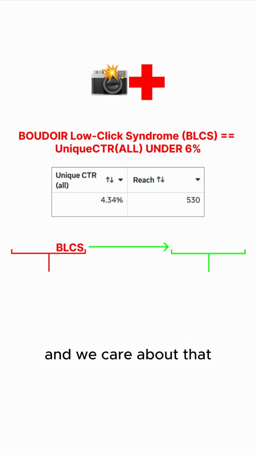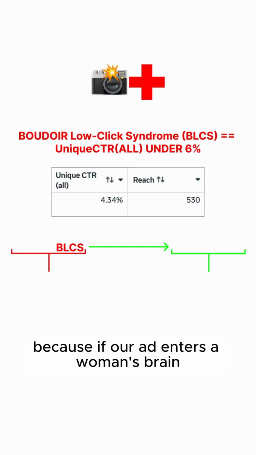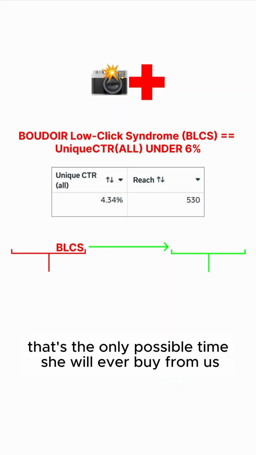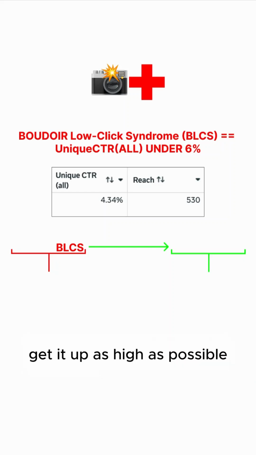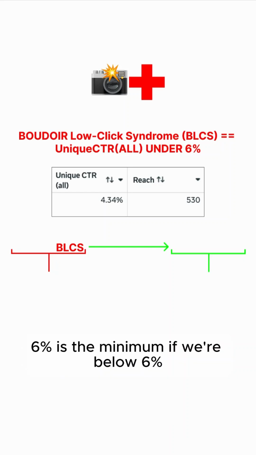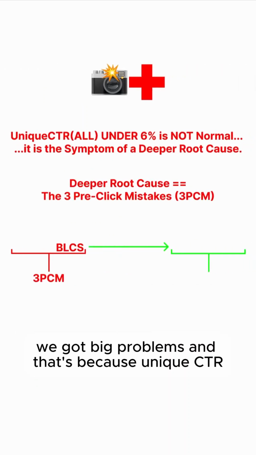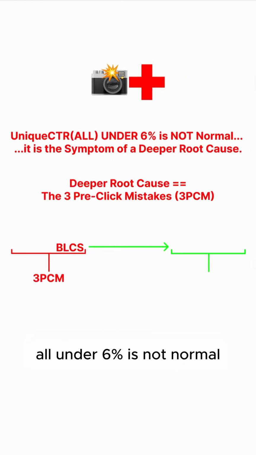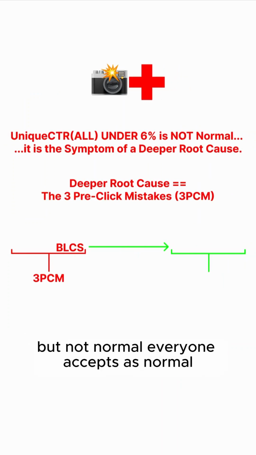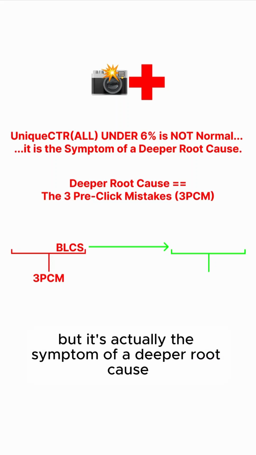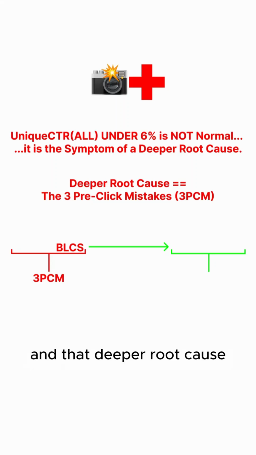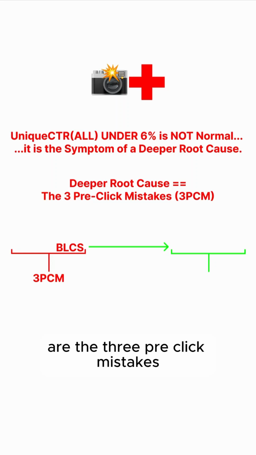And we care about that because if our ad enters a woman's brain, that's the only possible time she will ever buy from us. So we've got to maximize this number, get it up as high as possible. 6% is the minimum. If we're below 6%, we've got big problems. And that's because unique CTR under 6% is not normal. Extremely common, but not normal. Everyone accepts it as normal, but it's actually the symptom of a deeper root cause. And that deeper root cause is the 3 pre-click mistakes.